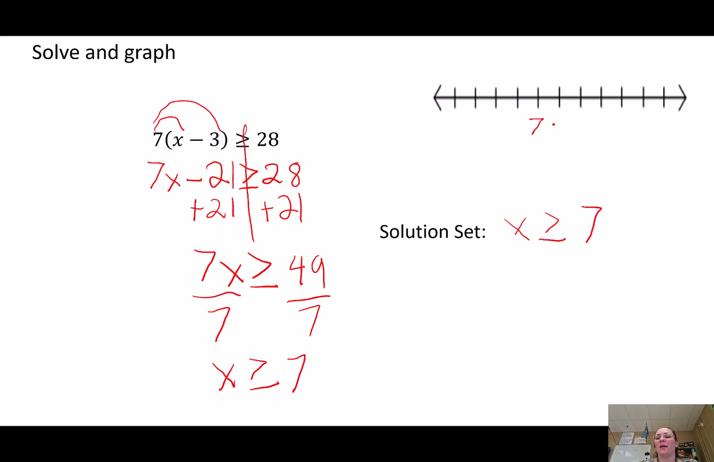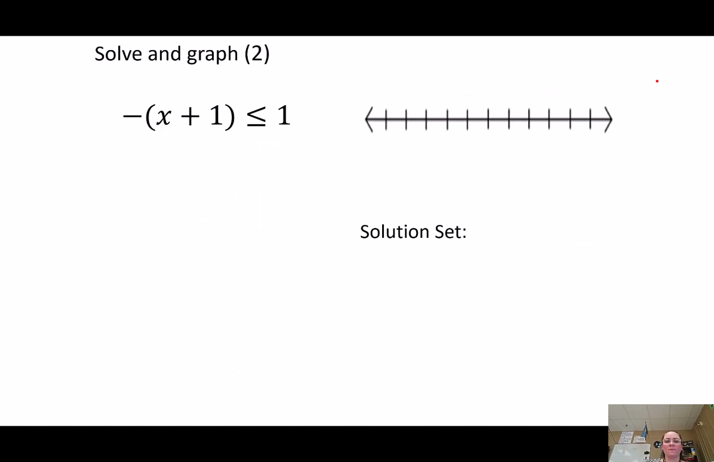On the number line, I would put a closed dot at 7. Since we want x to be greater than, I'm shading to the right, because I want all the numbers that are greater than. All right, looking at this one here, I've got negative times x plus 1 is less than or equal to 1.